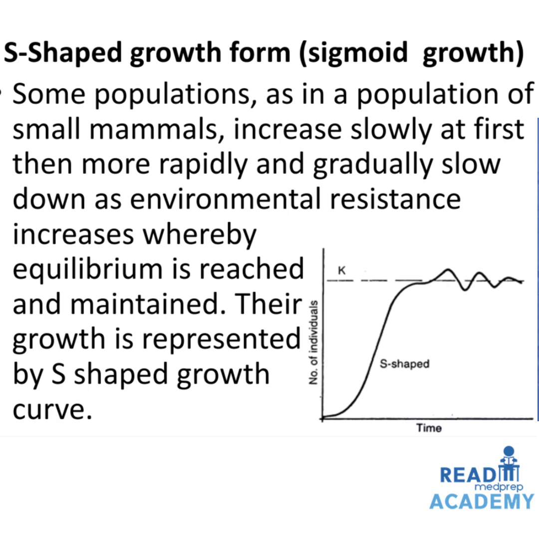On the right side below you can see the sigmoid growth curve where the number of individuals is on the y-axis and time on the x-axis. When it has reached capacity, the S-shaped curve becomes stationary.